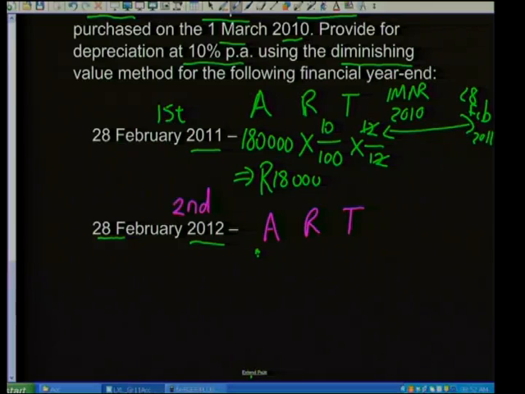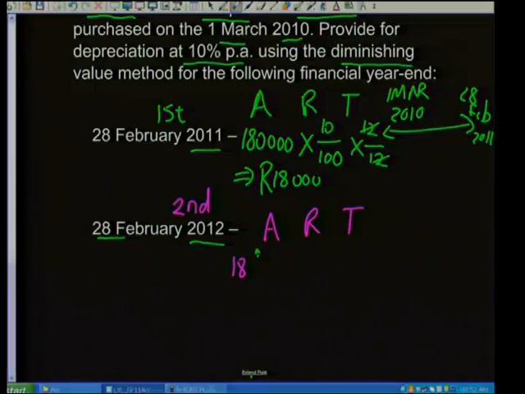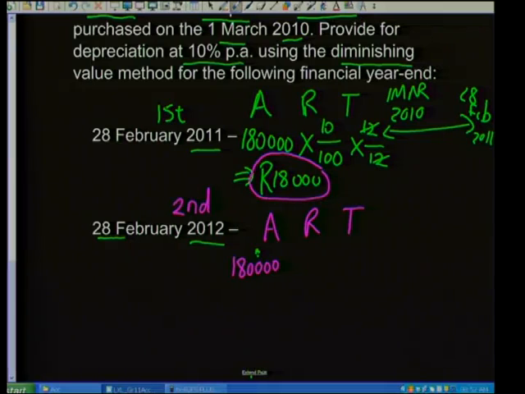Let's start off with amount first. Because we're using the diminishing value method, we're going to take our cost price, which is 180,000. We are going to subtract the depreciation that was written off in the previous financial year. So the previous financial year, our depreciation was 18,000. So we're going to subtract the 18,000. And then we're going to multiply this by the rate, which is given to us again, just to recap, at 10% per annum.